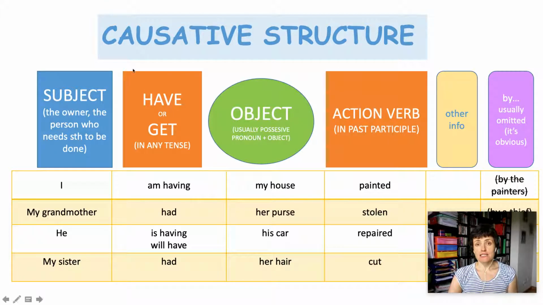And then we need the auxiliary verb. The auxiliary causative verb we are learning is get and have. The difference is not a big deal. Have is more formal and get is more common when we speak. And as every auxiliary, it will have the tense that we need to use. Will have for the future, had for the past, is having for present continuous. It depends on the tense that I need, that I conjugate this verb into that tense.